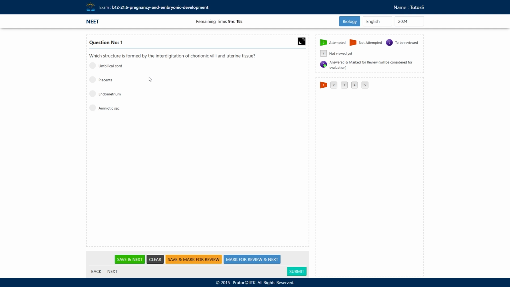So here, 4 options are given to you. You have to choose the correct option from these. The first option is umbilical cord, second is placenta, third is endometrium, and fourth is the amniotic sac. So what will be the correct answer?